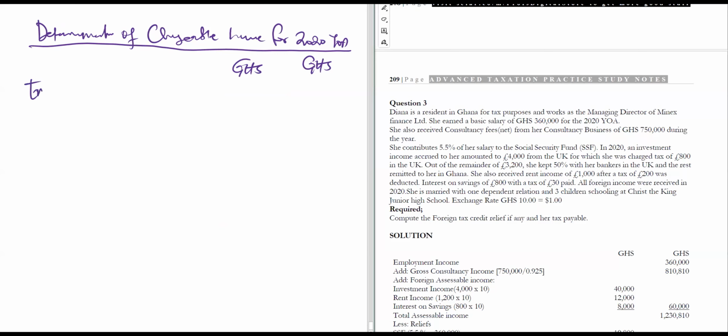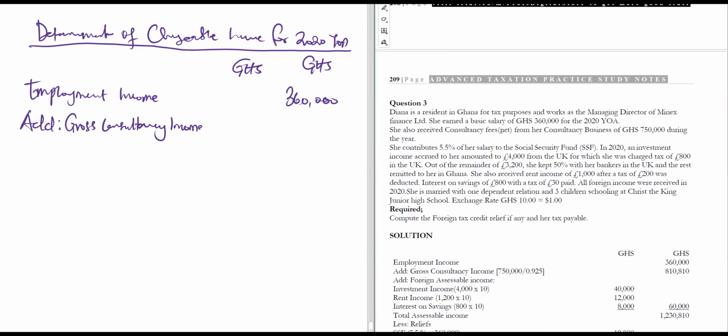So we had employment income, right? Income from employment. How much was employment income? 360,000. Then gross consultancy income. Okay, we add her consultancy. Now the consultancy income was net.